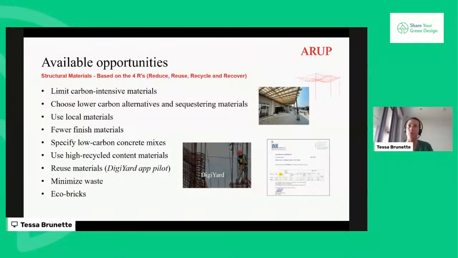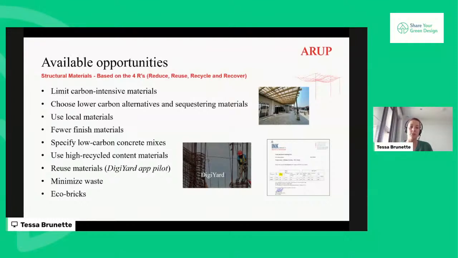If you also think about embodied carbon within the context of reduce, reuse, recycle, and recover, so the 4 Rs, really what we must be doing is limiting the carbon intensive materials. We need to be actively seeking lower carbon alternatives, which we saw in the previous talk. There's a really wonderful response to the local context as well as alternative materials.